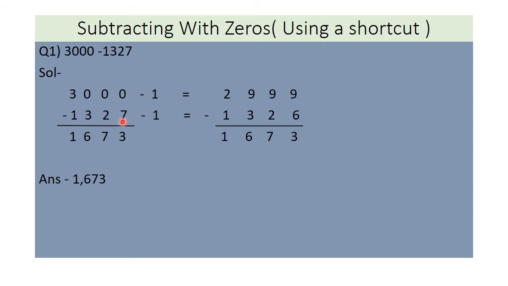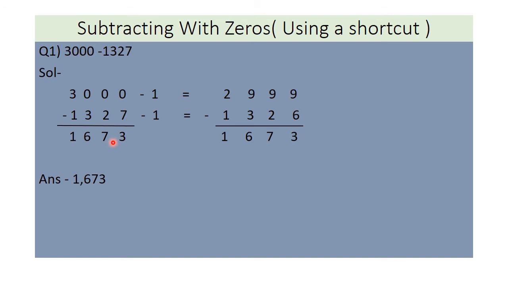10 minus 7 is 3, right? Then 9 minus 2 is 7, and then again 9 minus 3 is 6, right? And then 2 minus 1 is 1, right? So this is our difference.